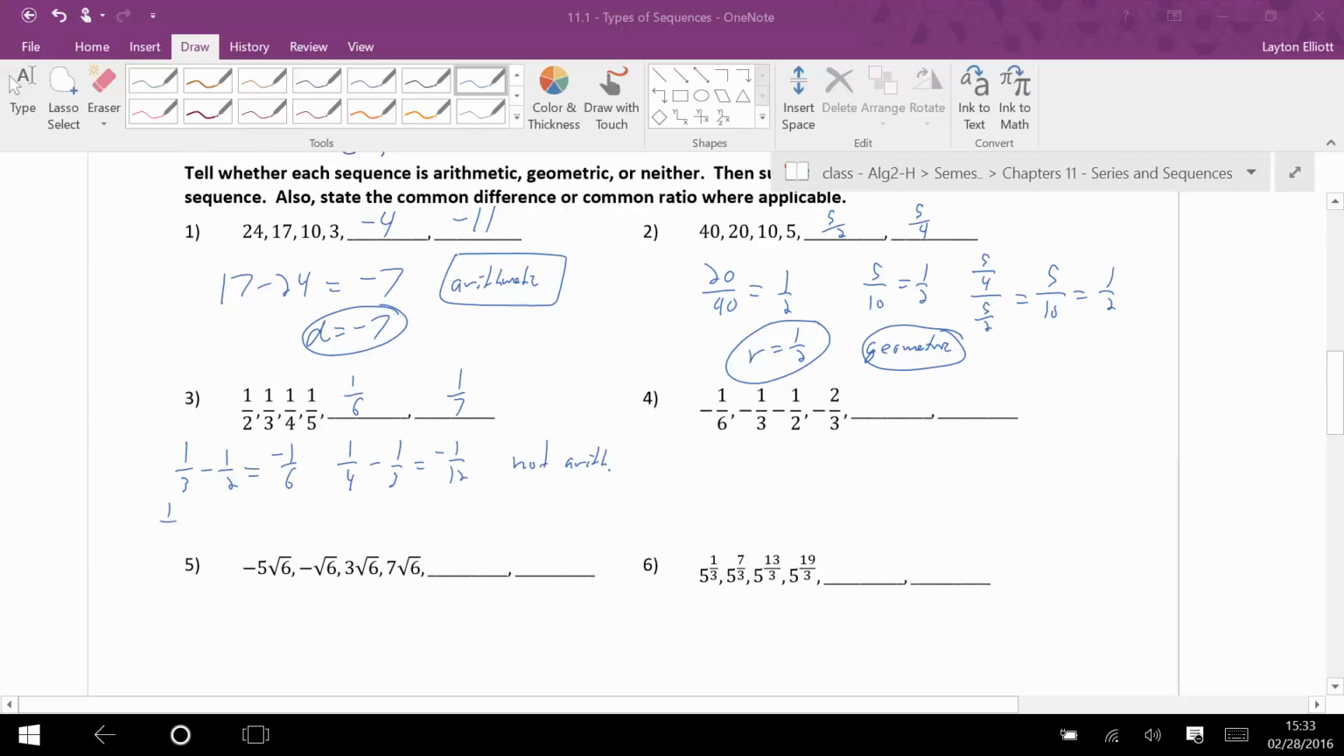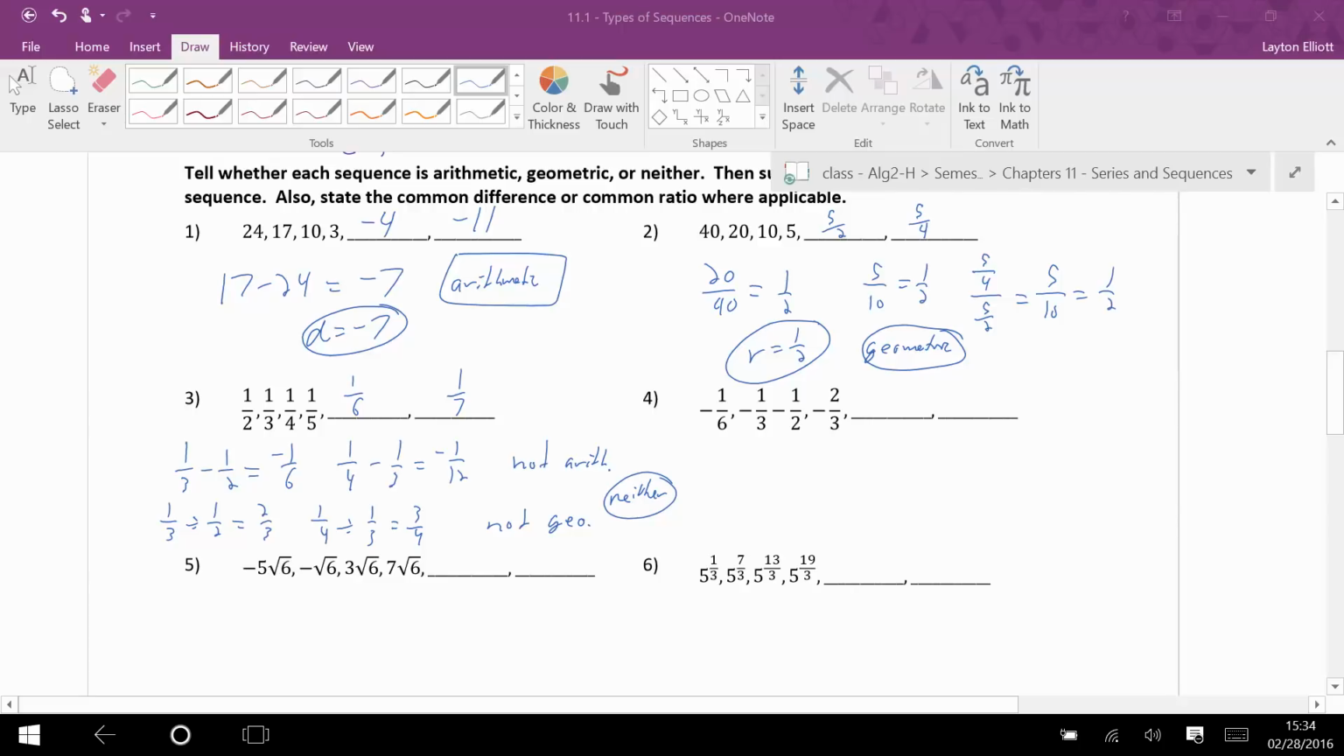I could try 1/3 divided by 1 half, which is 2/3. And I could try 1/4 divided by 1/3, which is 3/4. That does not give me a common ratio, so this is not geometric. So we just say that this is neither. It's neither arithmetic nor geometric.